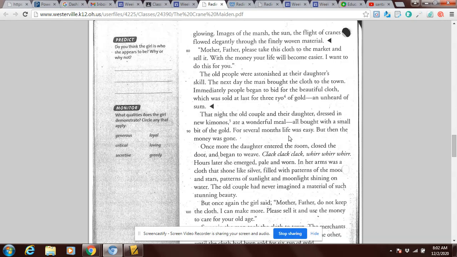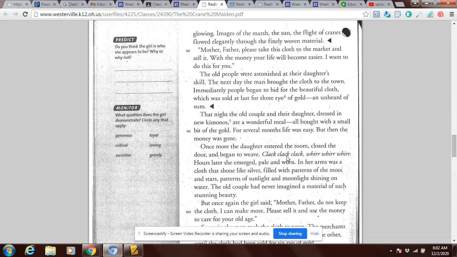That night, the old couple and their daughter, dressed in new kimonos, yep, right there, I know that's from the Japanese culture, ate a wonderful meal, all bought with a small bit of the gold. For several months, life was easy, but then the money was gone. Once more, the daughter entered the room, closed the door, and began to weave. Clack, clack, clack, whir, whir, whir.